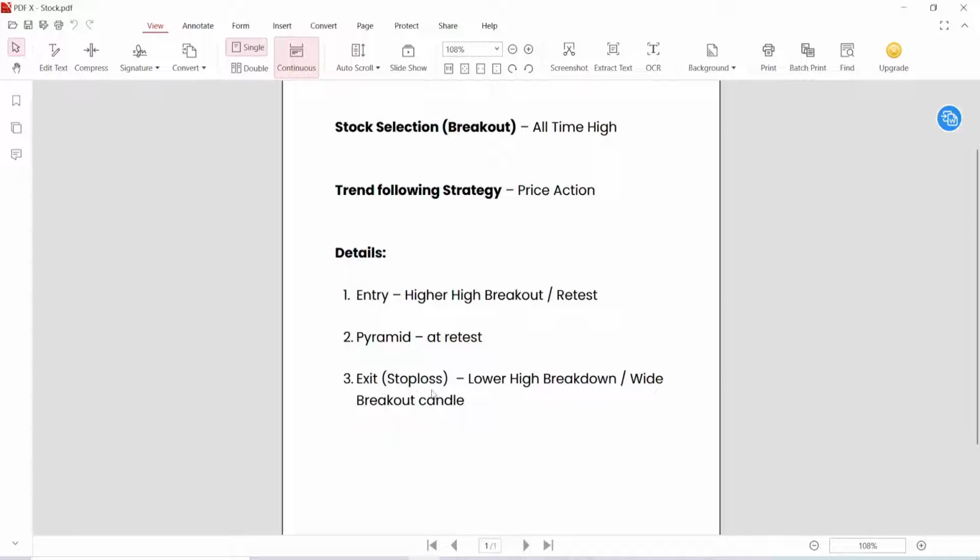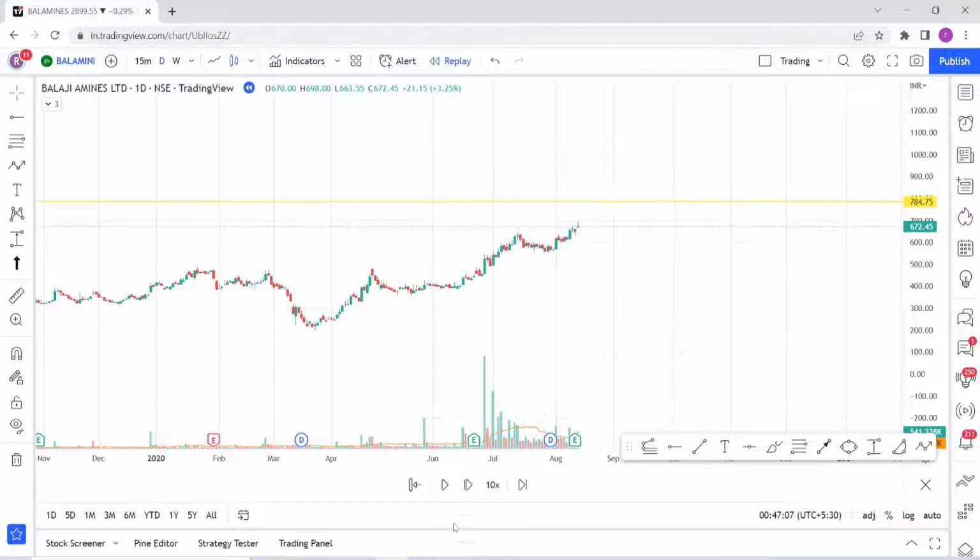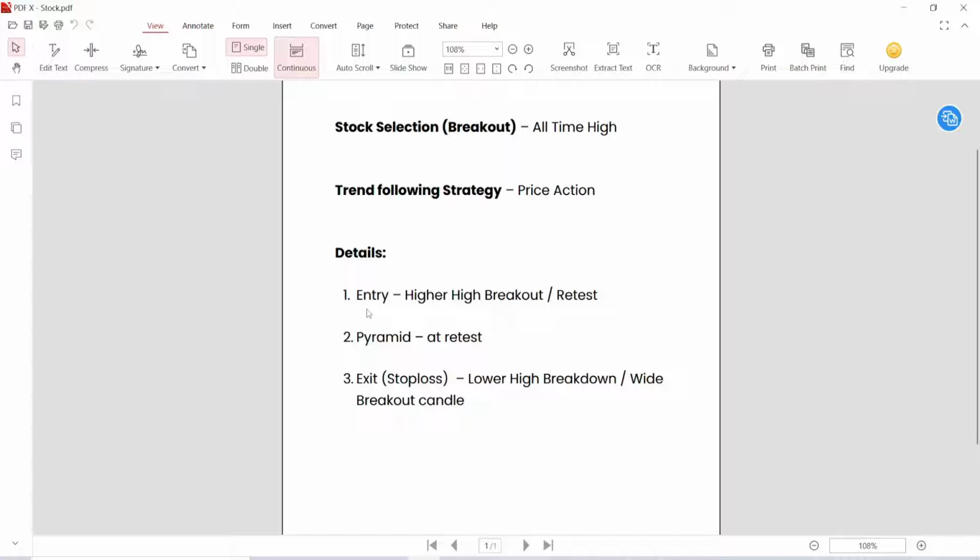And the next step is stop loss, that is exiting the stock. Whenever the higher low breakdown happens, here we are seeing the higher low, right? Whenever this gets broken down, definitely we have to exit the stock. So that is the exit criteria we are going to follow here. Okay, so entry is clear. Whenever there is a breakout or retest, we would enter. Pyramiding is an optional step. Whenever there is a retest, we can enter there. And exit is rock solid. When the higher low gets broken down, definitely we have to exit.